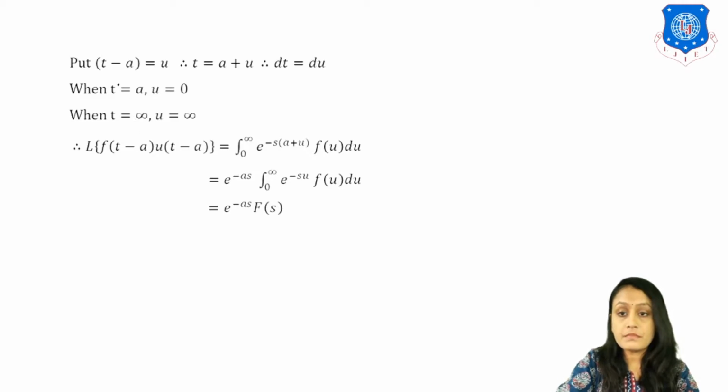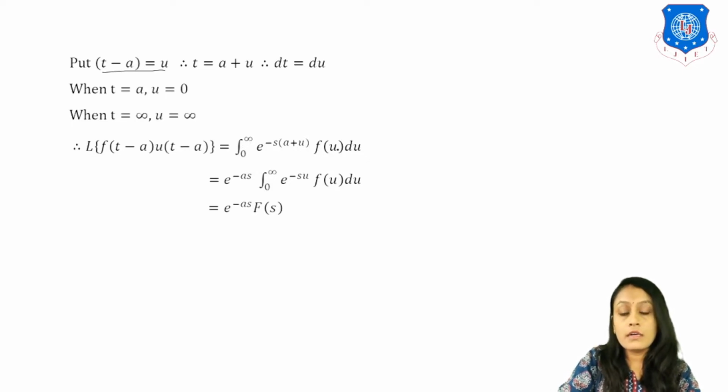Correct. Now what we'll do is substitute t minus a equal to u. So t is a plus u, and dt will be du. Now as we are changing the variable, we will change the limit also. So when t is equal to a, substitute a in place of t and you will get u equal to 0, and when t is equal to infinity, you will get u equal to infinity. Now we'll substitute this limit in the integration, so the new limit is 0 to infinity, e raised to minus, in place of t we will write a plus u, and here we have f(u) du.